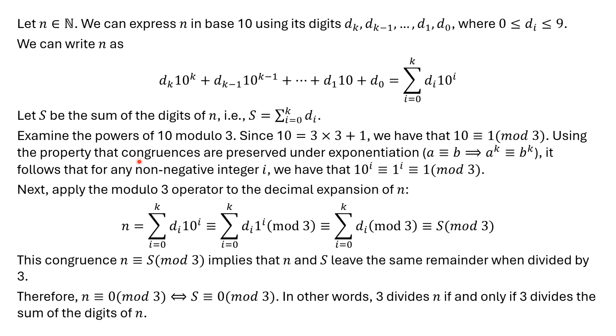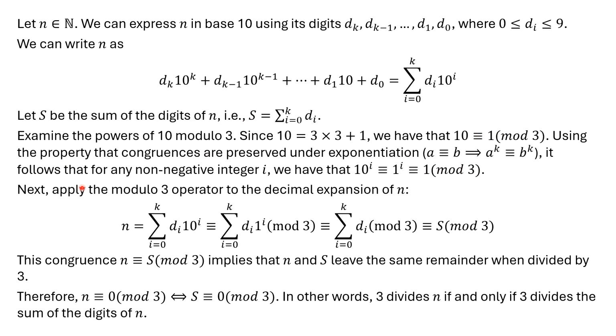Using the property that congruences are preserved under exponentiation, in other words, if a is congruent to b, then a to the k is congruent to b to the k. We proved this for k equals 2 earlier, but it's true for any positive integer. So it follows that for any non-negative integer i, we have that 10 to the i is congruent to 1 to the i, from this equation here, which is congruent to 1 mod 3.